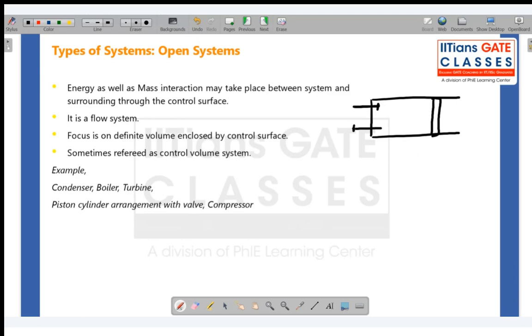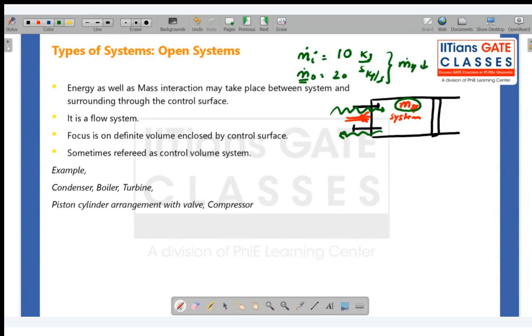Now, if we have this kind of system and we have put a fire also here at the center, and this is my system. It has some mass of system as well. Now what is happening, some mass is coming in, and some mass could be going out as well. Based upon how much mass is coming in and how much is going out, the mass of the system is going to increase or decrease. For example, 10 kg per second is coming in, and mass out is 20 kg per second. That means more is going out, so the mass of the system is going to reduce.